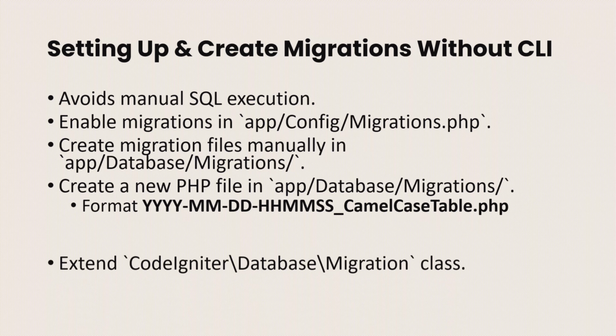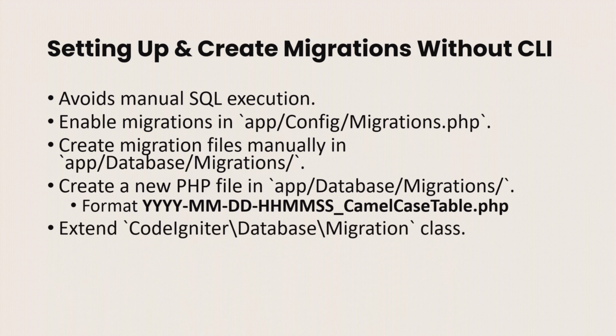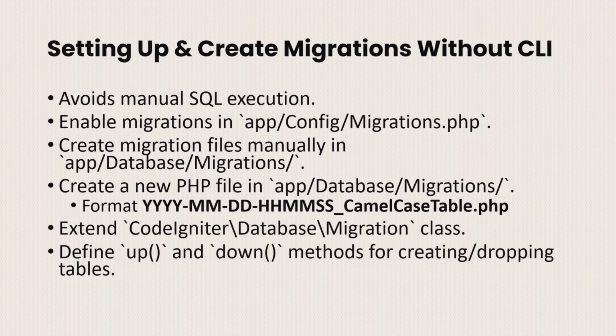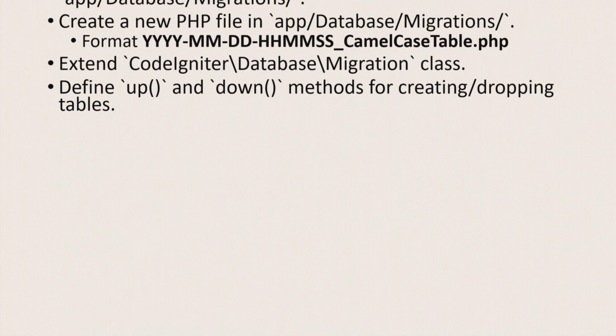if you are creating a file today, that would be 2025. It starts with year, month, date, and hours, minutes, seconds. All should be separated with dashes, and next will be an underscore, then your file name. Your file name should be in camel case, so C should be capital. I am creating a users table here, so I'll write CreateUsersTable.php.